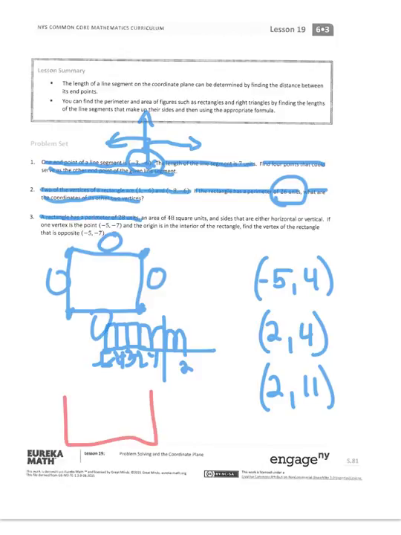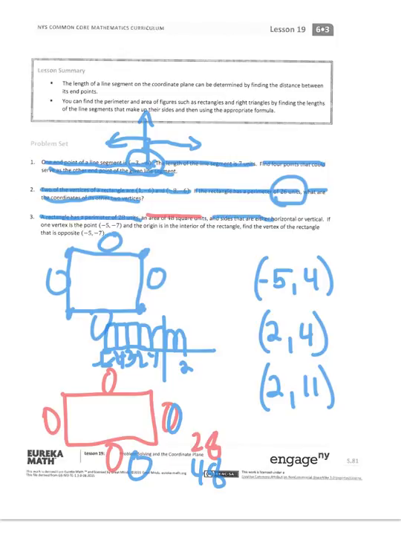Now the next one: a rectangle has a perimeter of 28 units. So when you add up all these sides, it is 28 units. And the area of 48 square units. So that means when you multiply this times this number, it gives me an area of 48 square units.